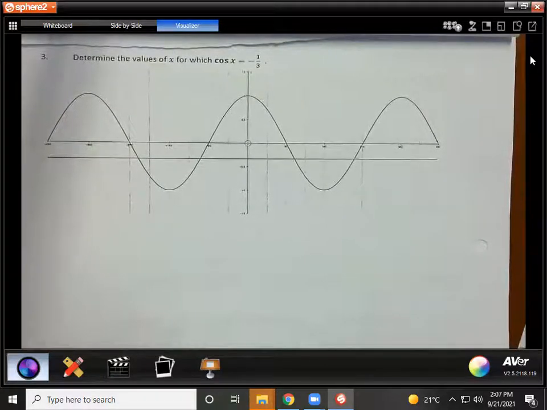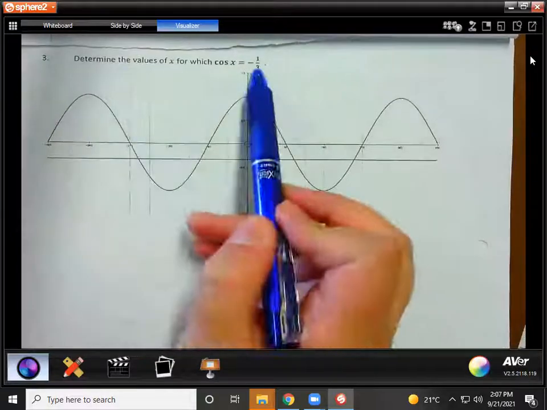Determine the values of x for which cos x is equal to -1/3. Now, guys, I did put the graphs there for you just so that we can check whether our answers are actually showing up on the graphs at the right spots. But you won't have the graphs in a test or exam. You need to be able to do these questions if it's just given like that.